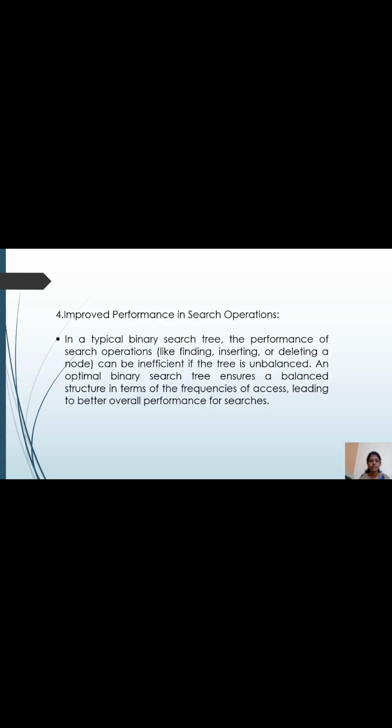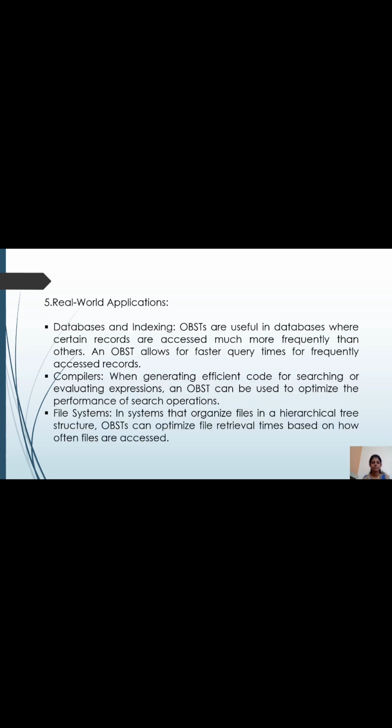And the fourth one, improved performance in search operations. In a typical binary search tree, the performance of search operations like finding, inserting, or deleting a node can be inefficient if the tree is unbalanced. An optimal binary search tree ensures a balanced structure in terms of the frequencies of access, leading to better overall performance for searches.